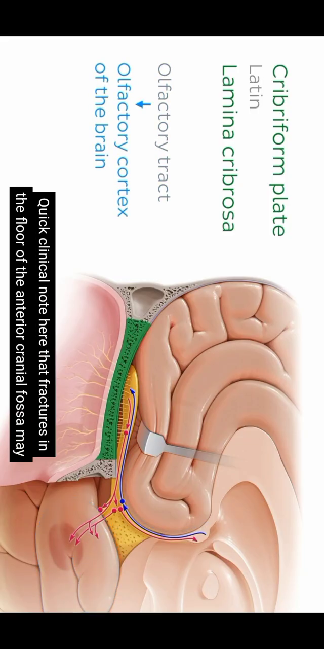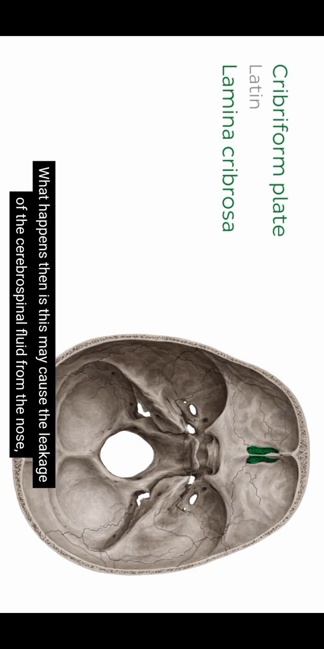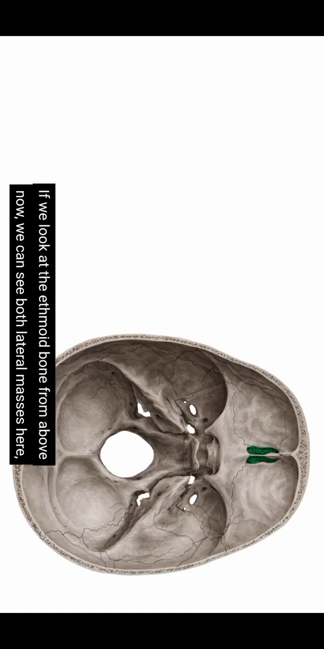Quick clinical note here: fractures in the floor of the anterior cranial fossa may involve the cribriform plate. What happens then is this may cause the leakage of the cerebrospinal fluid from the nose, a condition that we call CSF rhinorrhea.